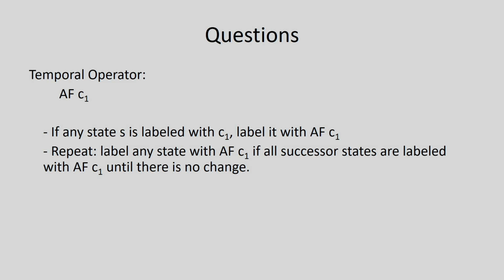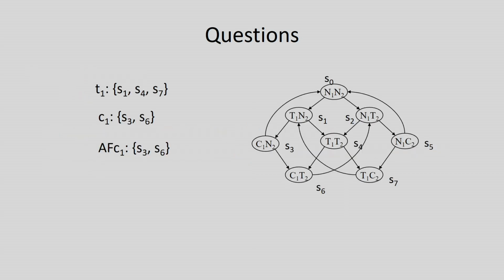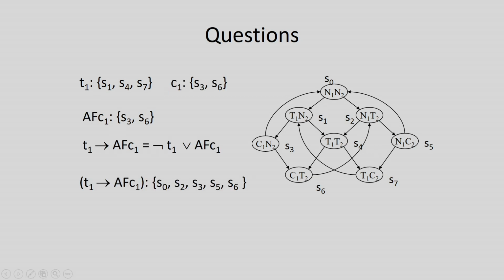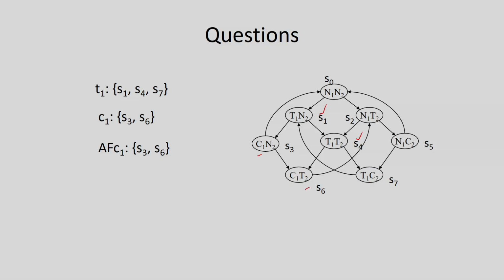Already we have seen that we have to repeat this particular operator until no sense. So now how are we going to do it? First find out the set of states where T1 is true by looking into these things. T1 is true in S1, then S4 and S7. These are the states where T1 is true. So we are collecting the set of states where T1 is true. Similarly, we are collecting the set of states where C1 is true.